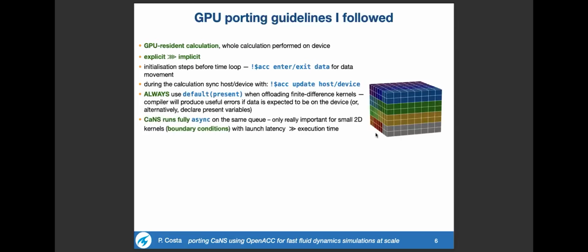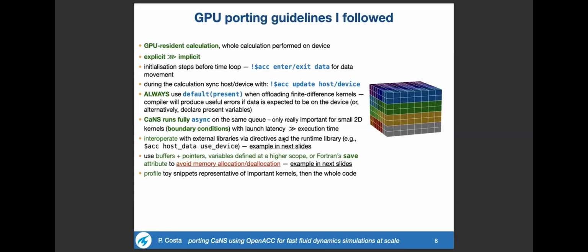Something else that's important is that CaNS runs fully async on the same queue. This is not necessarily important for large 3D kernels, but for small 2D kernels, especially boundary conditions, the latency associated with launching the kernel is actually much larger than the execution time. We have many 2D loops in the boundary conditions, and async takes care of hiding this latency. This was something we could really see on the profiling timeline, if we didn't have these small 2D loops with the async clause.